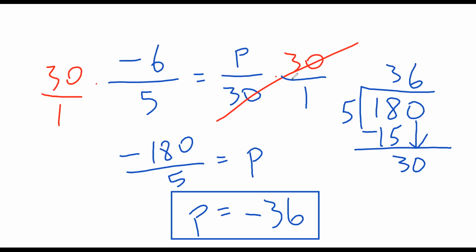Those 30s will cross out through cross multiplication, and then you would just be left with P over 1. But P over 1 is still just P. So good question. It's basically just convenience. It's how you're feeling at that particular moment and how you want to express the numbers.